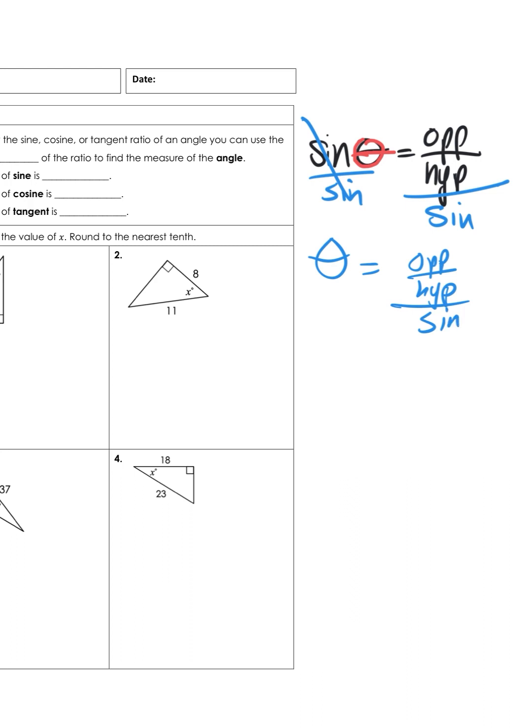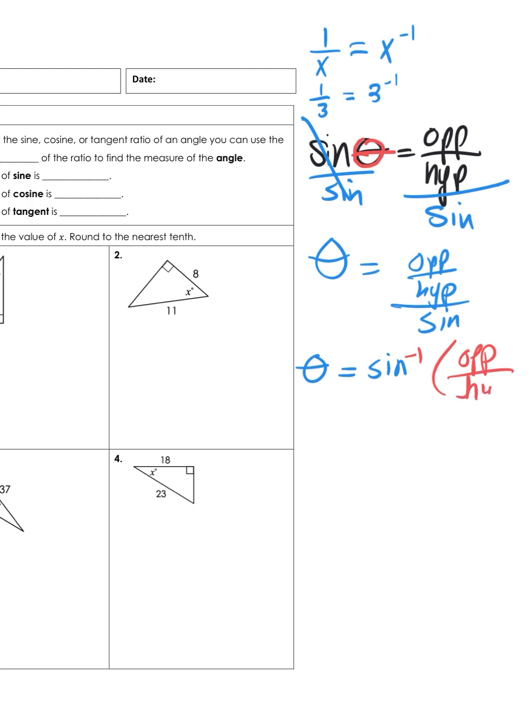What you want to think about from Algebra 1 is that if I write 1 over x, that is equal to x to the minus 1. This is just one of your exponent rules. In other words, if I had 1 over 3, I could express that as 3 to the minus 1. So in this case right here, we're going to express this in a different way. We're going to say theta, the angle that we're trying to find, is equal to sine to the minus 1 of the opposite side of the triangle over the hypotenuse.